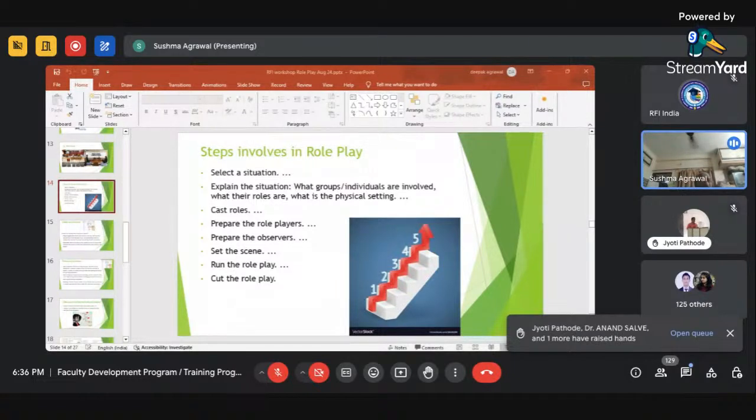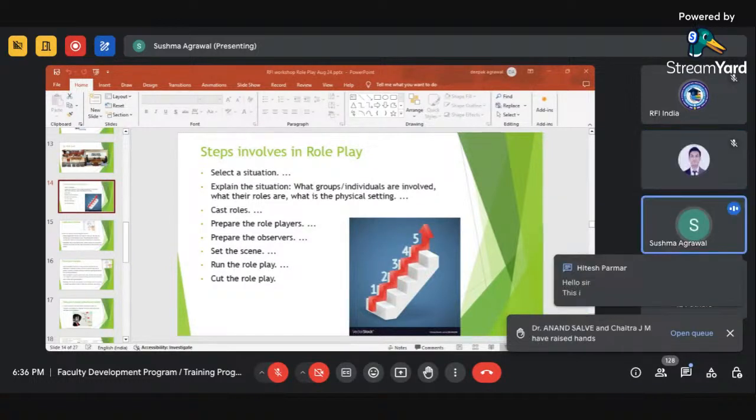Prepare the role players. After casting of the roles, you need to prepare them. Prepare the observers who are going to observe, who are going to comment, who are going to train them. Then setting of the scene: a situation is being created. Now the scene is to be set, and after that you need to run the role play. Finally, the role play activity is continued. Once things are set, finally the role play activity is completed.